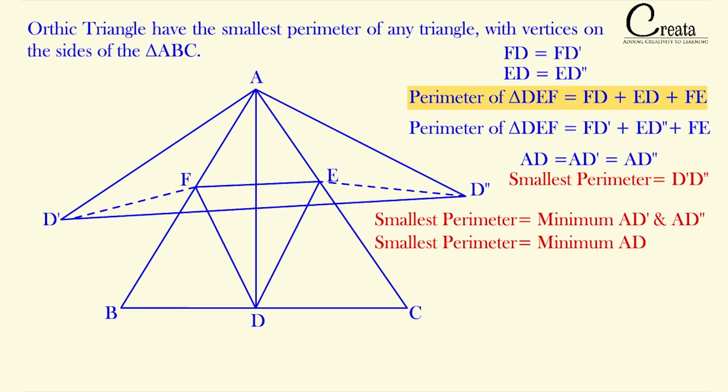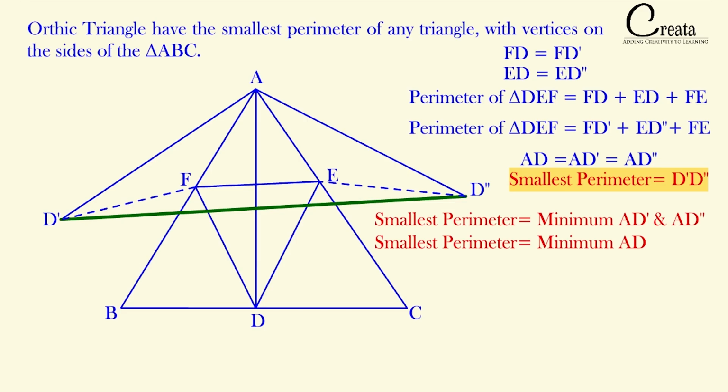The perimeter of the triangle is DF plus DE plus EF, and we have replaced DF with D dash F and ED with ED double dash. This path is reflecting the perimeter of the triangle DEF, and here we have to find the minimum perimeter of the triangle DEF. So to find the minimum perimeter of the triangle, we have to find the shortest distance of this path. And the shorter distance is D dash D double dash.